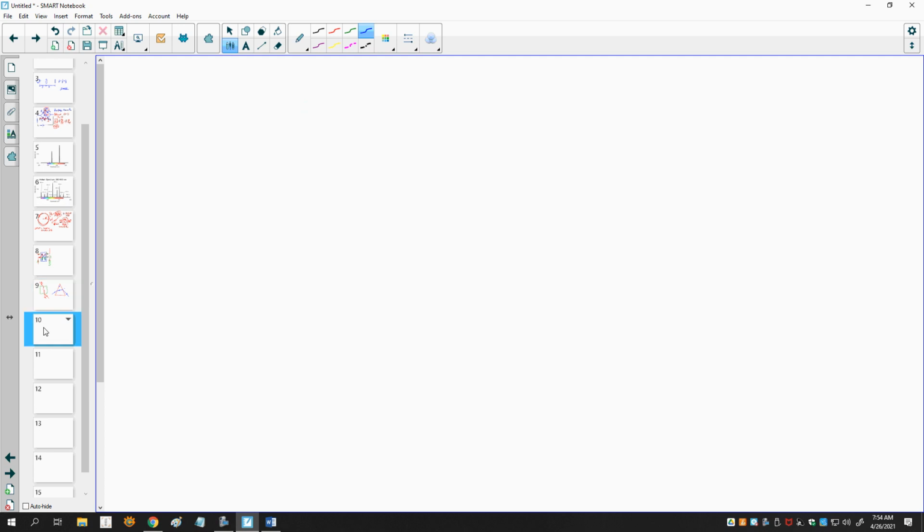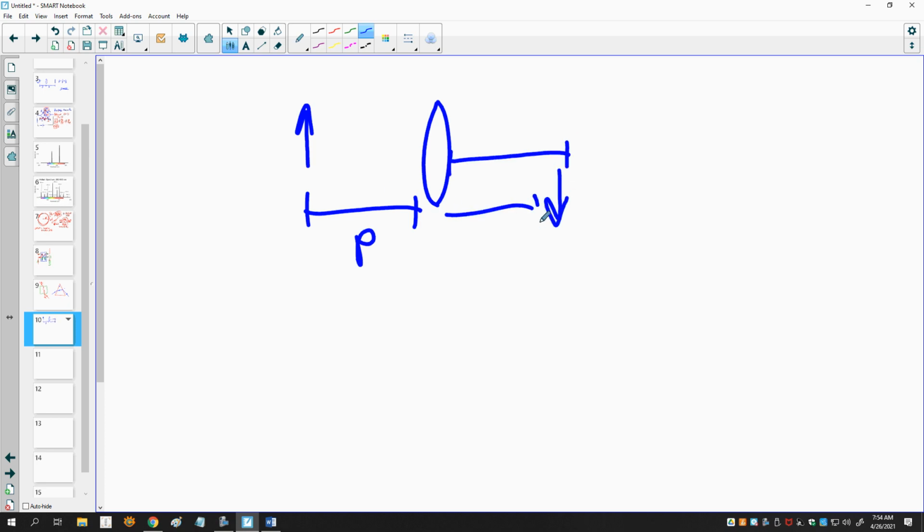Be able to use the lens equation for a 1 or 2 lens system. So I've already done it for the 1 lens system. That is where if you have an object, your P is here, your image distance is here, that's your Q. And 1 over F equals 1 over P plus 1 over Q. So for example, we might give you P and Q and you have to solve for F. Or I might give you F and P and ask you what Q is.